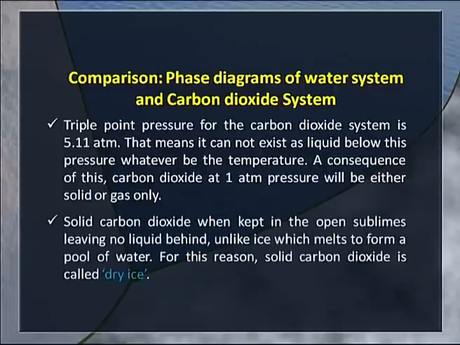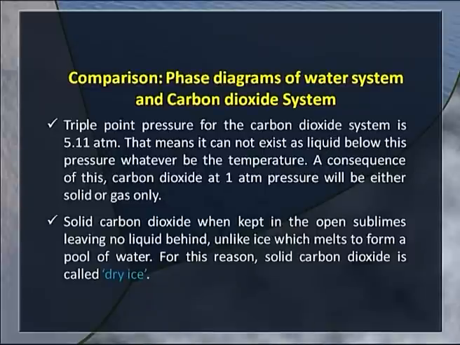Solid carbon dioxide, if you keep it on an open table, that means you are exposing solid carbon dioxide to atmospheric pressure. It sublimes, it disappears without leaving any trace, whereas our normal ice melts to give a pool of water. Both look alike. We will not be able to distinguish which is solid carbon dioxide and which is ice, but then once the ice has melted, the solid carbon dioxide must have just disappeared, and that is the reason we call solid carbon dioxide dry ice.